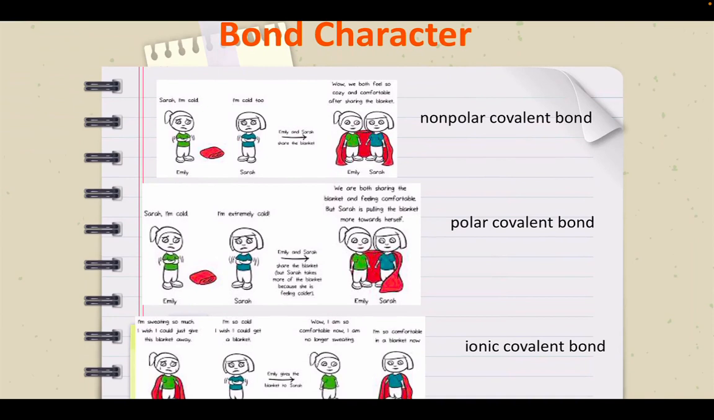So bond character: there are two types of bonds, ionic and covalent, but we can break the covalent bonds into two different types. One of them is nonpolar covalent, which means they're sharing the electrons equally. In my little cartoon, it's the people sharing the electrons, which would be the blanket, equally. And then there's also polar covalent, where they're still sharing, but just not equally.